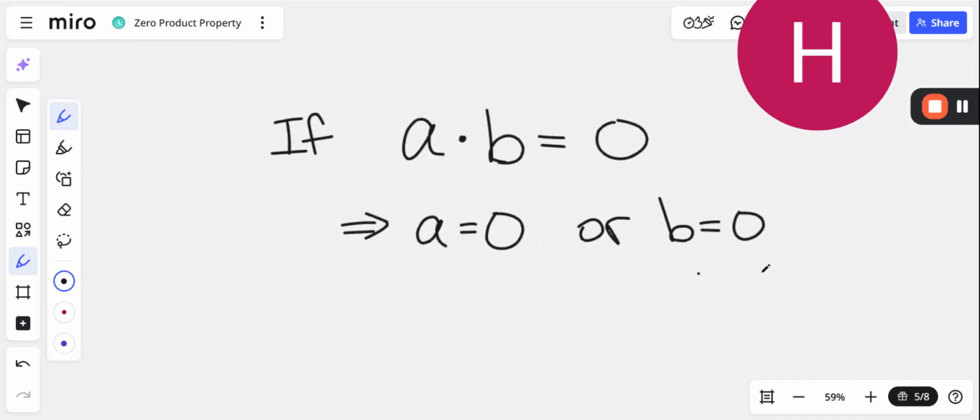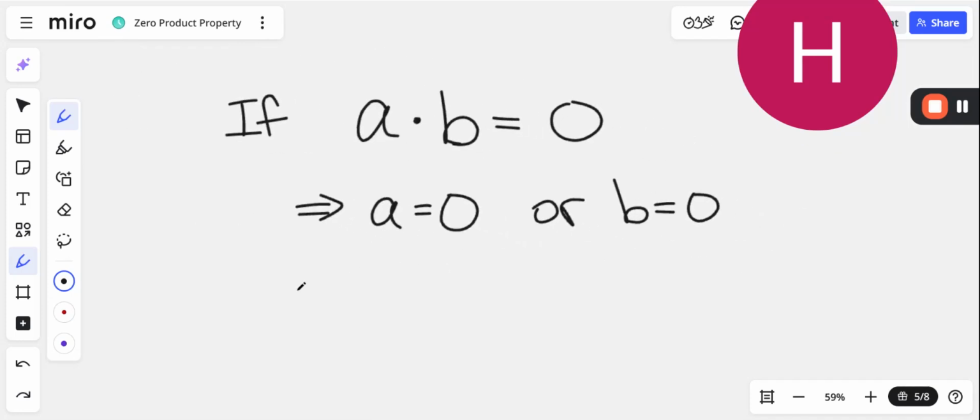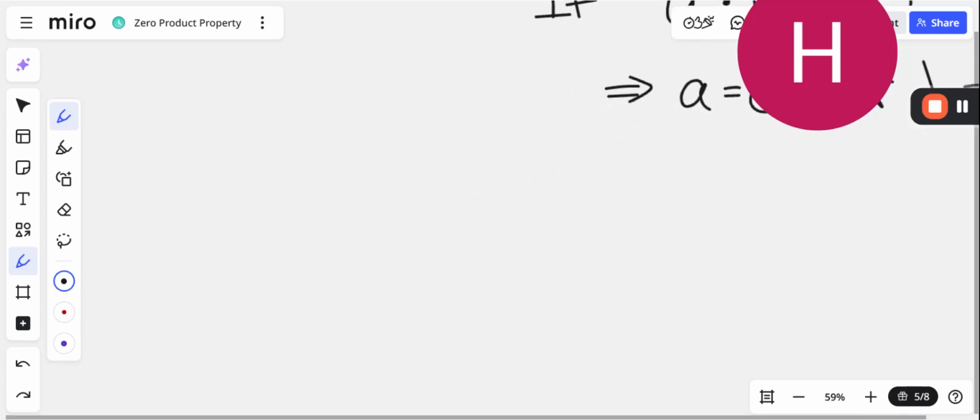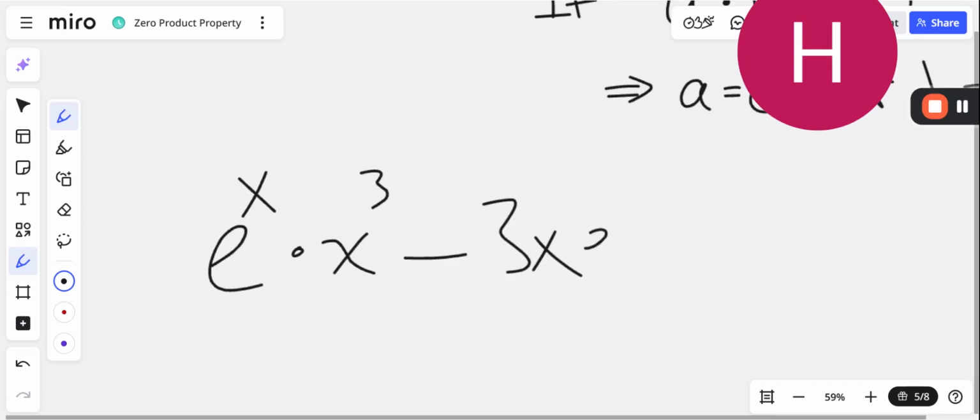Now, why is this so important? It looks like such an obvious, simple concept, and it is. When we're in calculus, we're going to be setting things equal to 0 a lot. And when I say setting things equal to 0, I mean we're going to be setting some potentially gnarly expressions equal to 0. We might have something like e to the x times x cubed minus 3x e to the x equals 0. Like, that looks kind of gnarly, right?